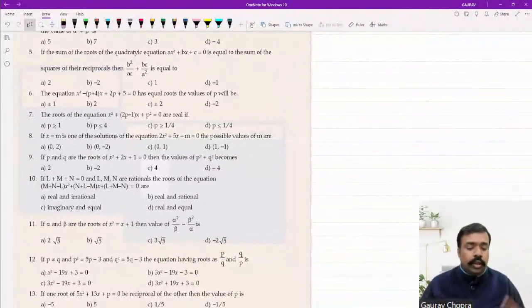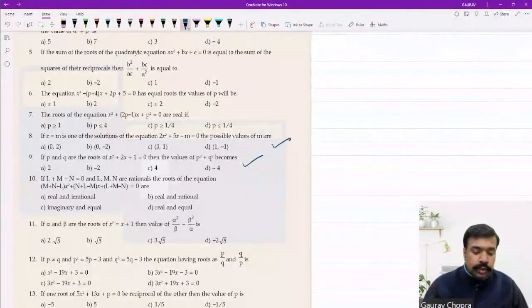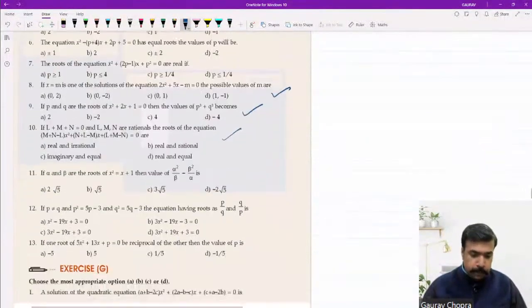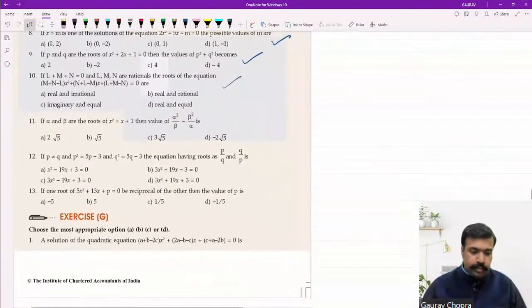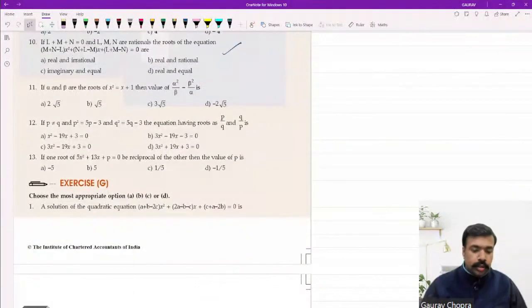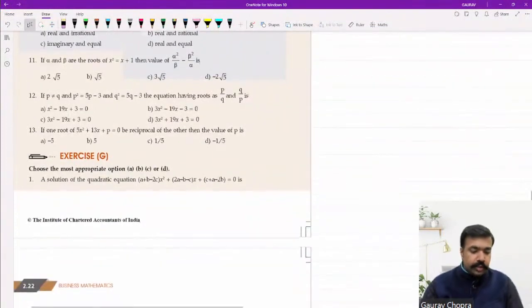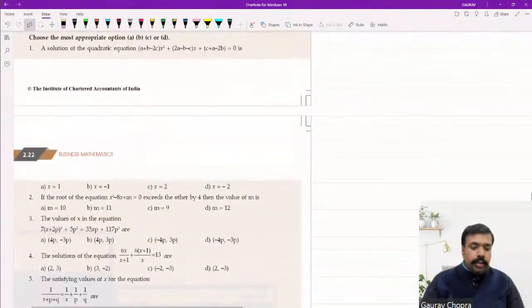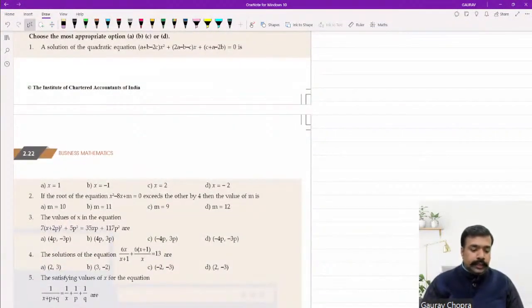So you can see all kinds of similar questions which we have done in the example. Similar questions are here. Now, let us try from this exercise number G.